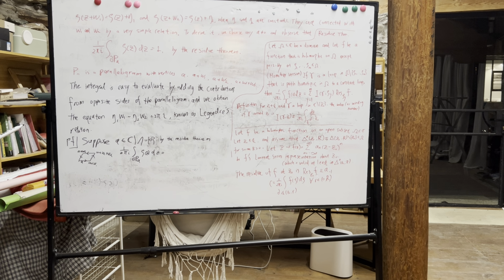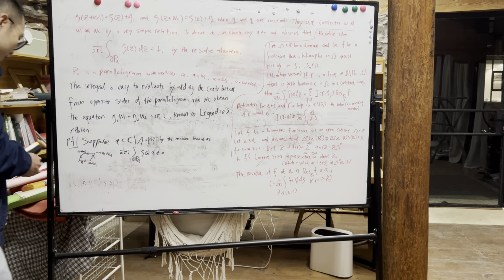But if I take any point on this parallelogram, I can rewrite it as c times omega 1 plus d times omega 2, where c and d are just some numbers between, sorry, let me say this.